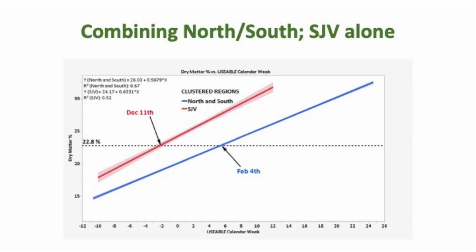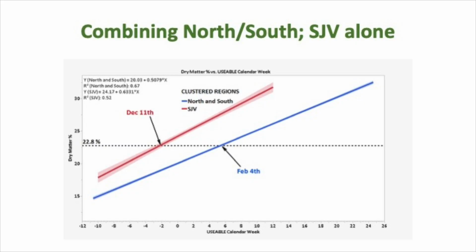You can see that the San Joaquin Valley data, when you average those three sites, reaches 22.8 much earlier than it did in Southern California. So in fact, when you do the regression analysis, you can see that the proposed release date for a size 48 fruit was December 11th up here versus February 4th in Southern California. There was about a 10-day difference between the north and the south.